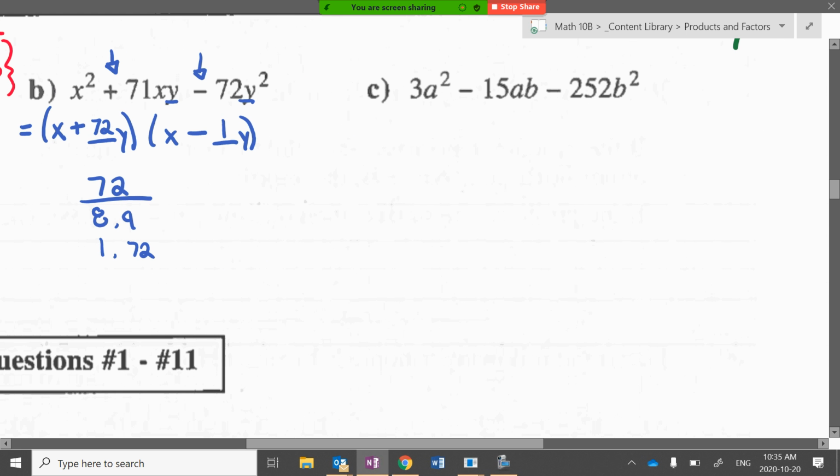What's our first thought on this one? Good. So we're first going to factor out a 3. So I get a squared minus 5ab minus 84.